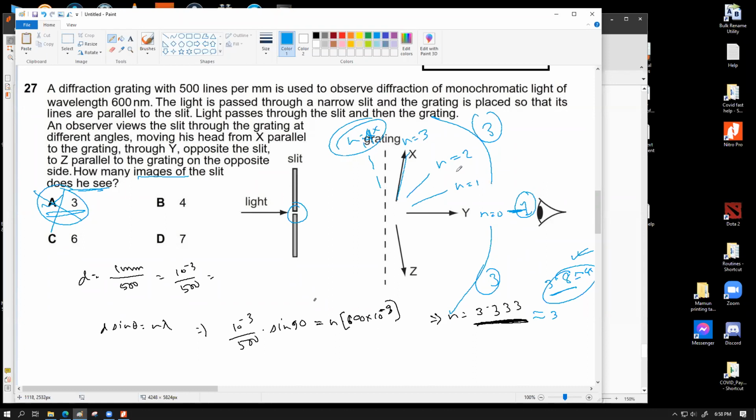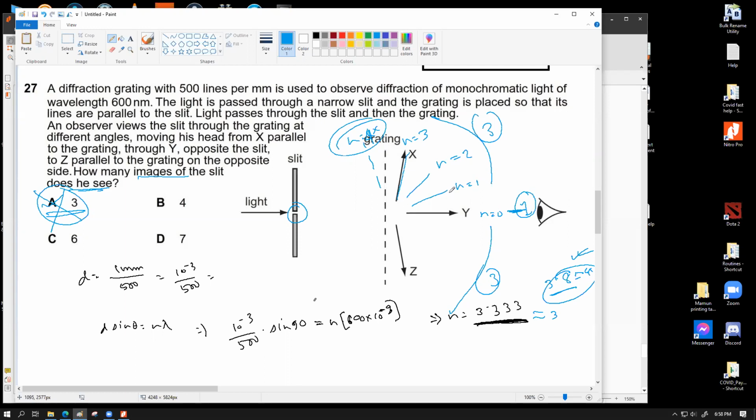We are going to see 3 bright fringes above the central maxima. Try to get the point. N equals 3 means you're going to see up to n equals 3. So he's going to see 3 above, 3 below, and he's obviously going to see the central one. So he's going to see a total of 7 images of this thing.